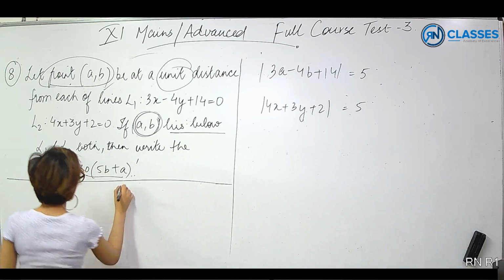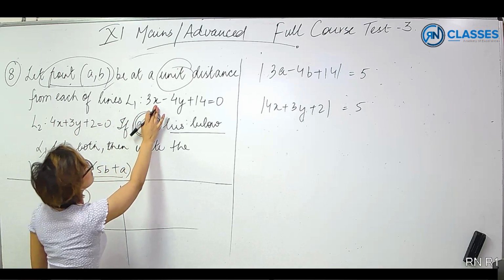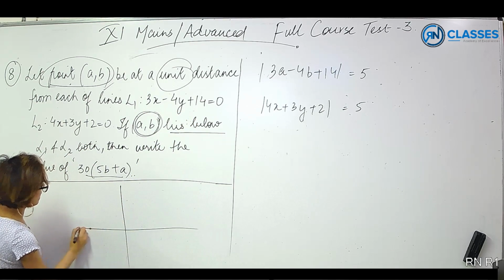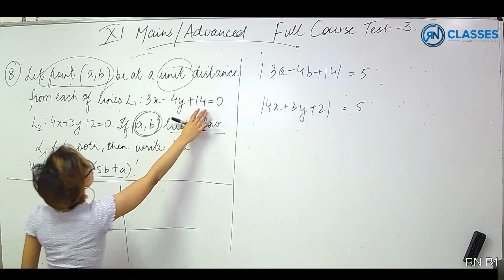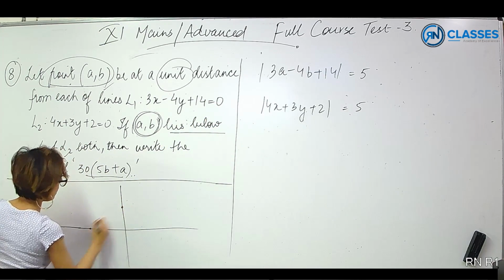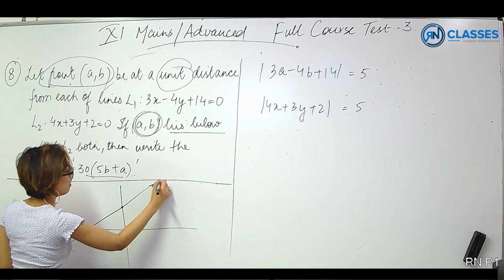So let me have my line 1. There is line 1 here. The x-intercept is minus 14 by 3, so maybe here, tentatively. And this is 14 by 4, so 7 by 2, so maybe here. Exaggerated it, but it's okay. So this is my line L1.